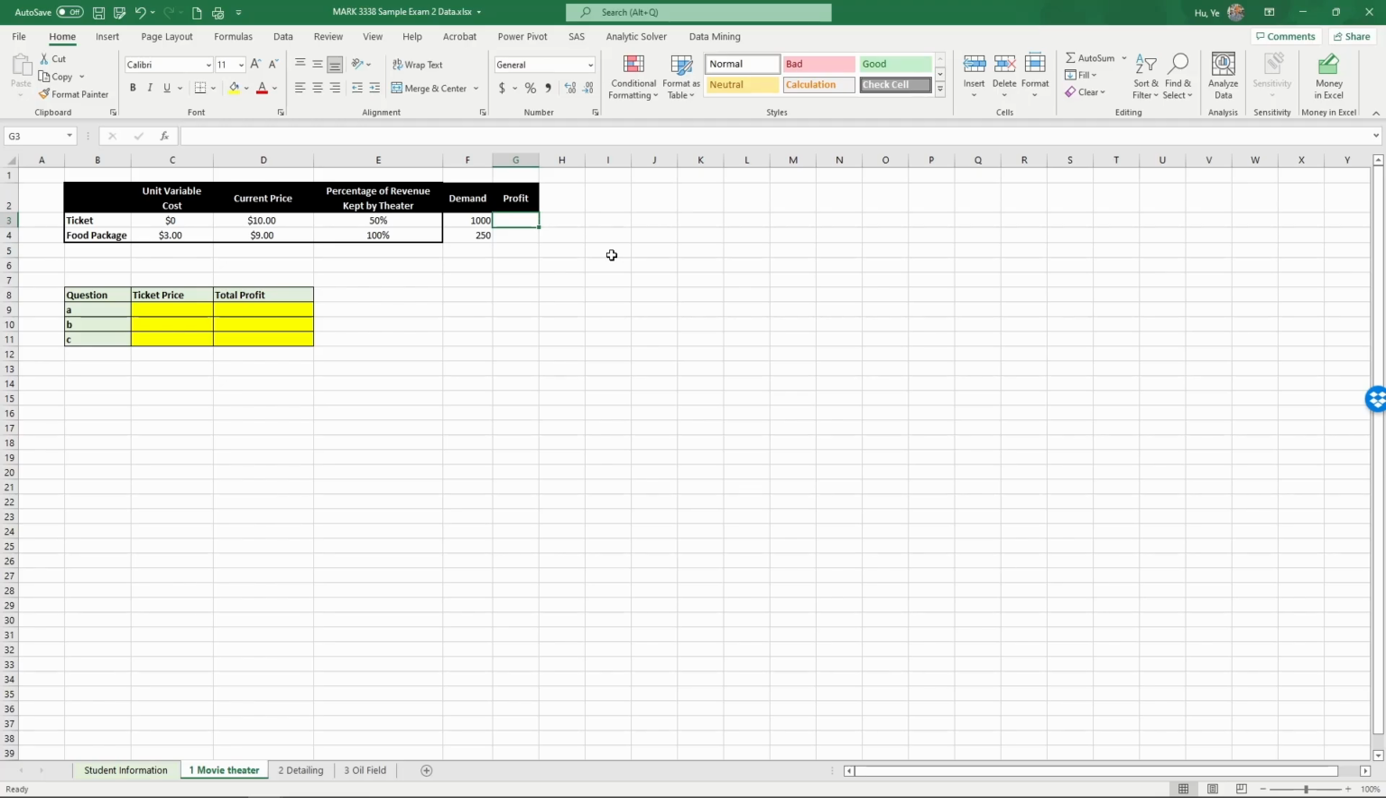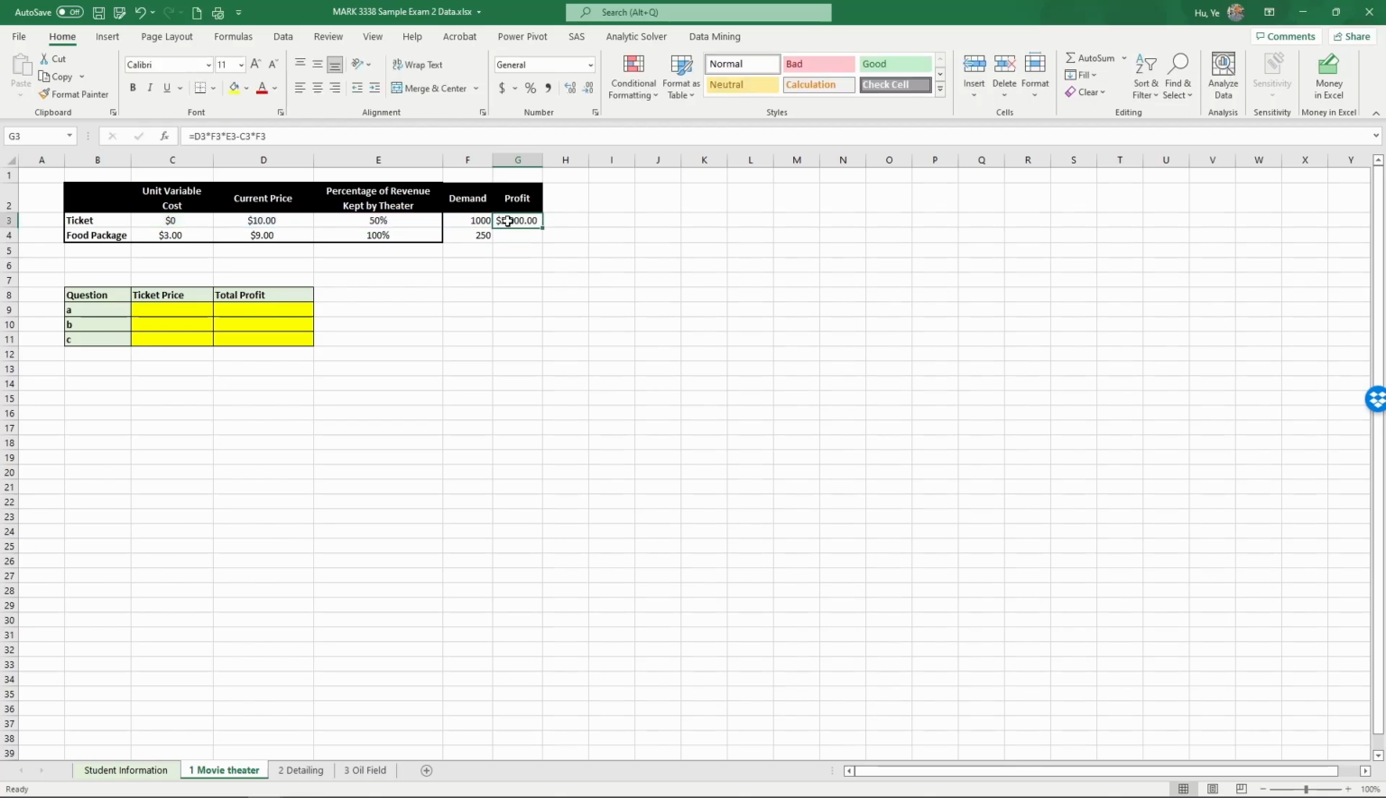So the profit from the ticket is equal to, keep in mind that the theater only keeps 50% of the revenue. Let's calculate the revenue part first and then the profit. So the revenue is equal to the ticket price times the demand, and it only keeps 50% of it, so times this 50%. And then we deduct the total cost. That will be the variable cost times the demand. Notice that the cost part is zero for movie tickets, but we just put it in the formula nevertheless, and then enter. The reason we put the cost item there is that now this formula can be copied with no problems.